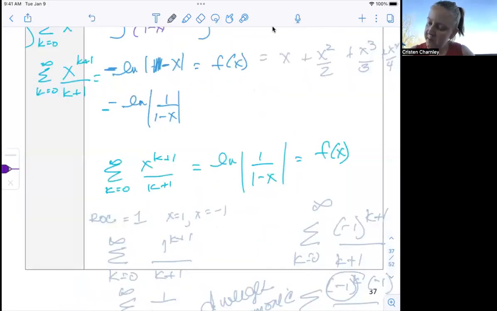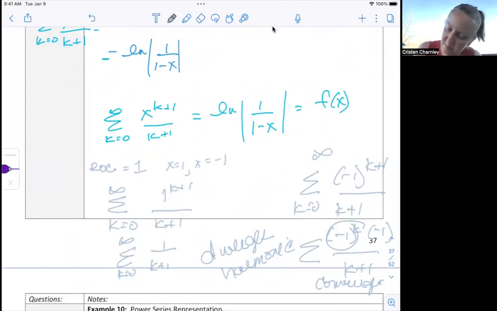So I know that we're out of space here, but your interval of convergence would be -1 less than or equal to x, which is less than 1, and it converges at -1, so that's underlined. So this is your interval of convergence.